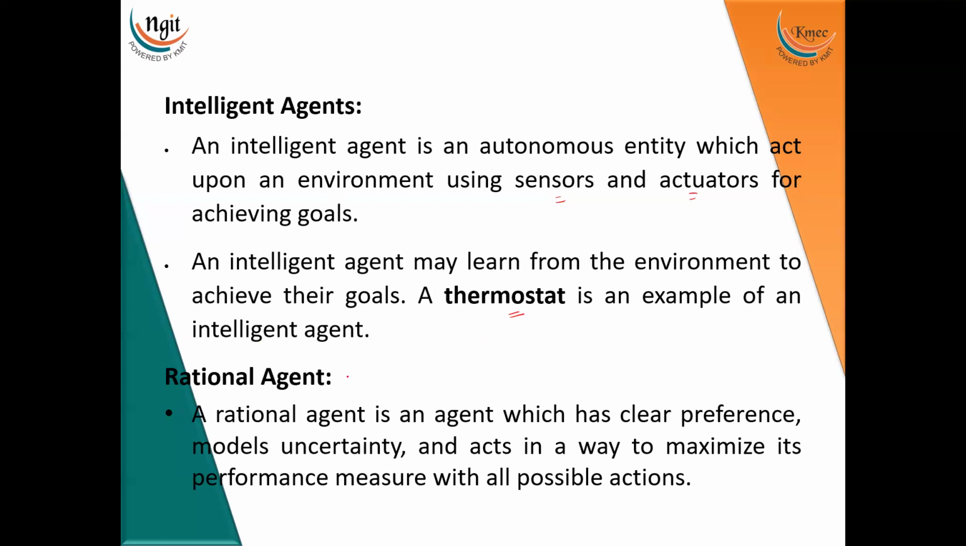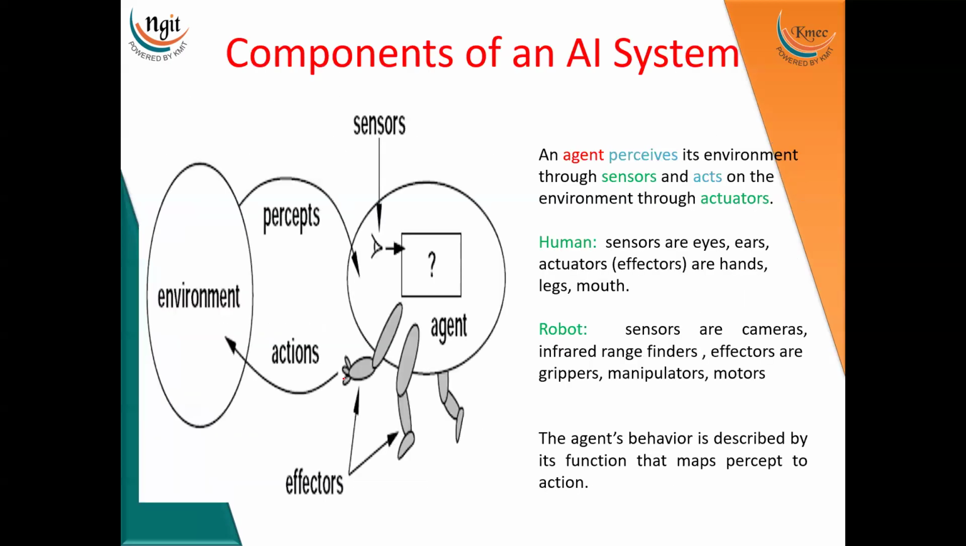And another agent is the rational agent, which has clear preferences, models uncertainty, and acts in a way to maximize its performance measure with all possible actions. That is what we call the rational agent. And coming to the components of an AI system, or the architecture of an agent, it looks something like this. I already told you, an agent perceives its environment through sensors, and acts on the environment through actuators, which we can also call effectors.